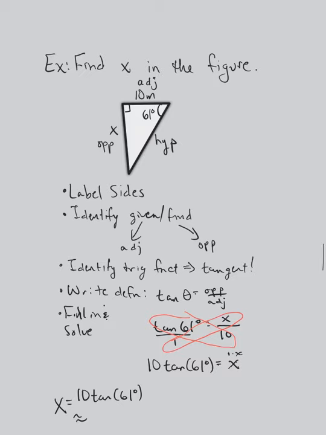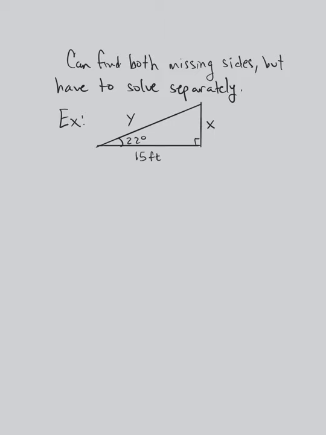So we type in 10, tangent of 61. Remember, you don't need the degree mark on your calculator. And we get about 18.04. Then remember to include units. The units up there are meters, and so we would put meters on the answer. And that's my answer.